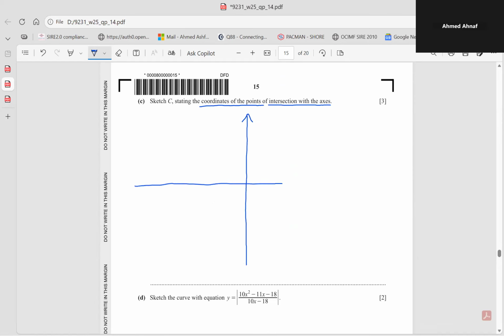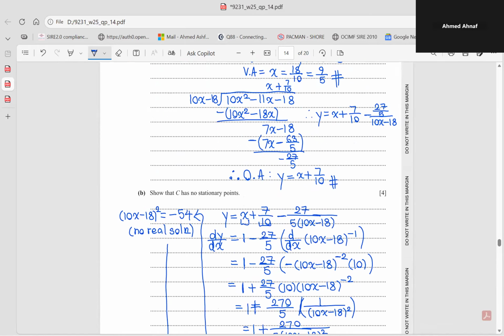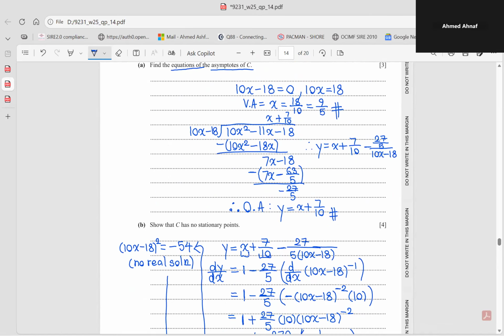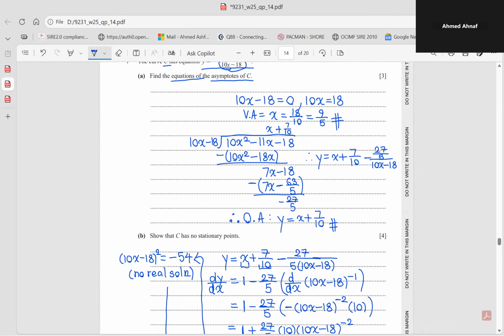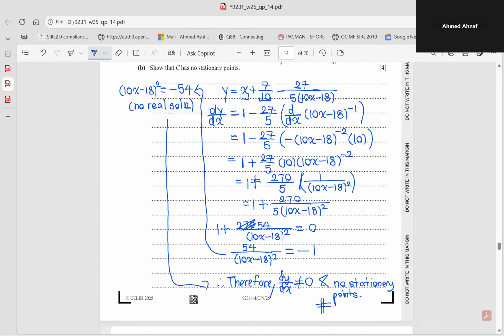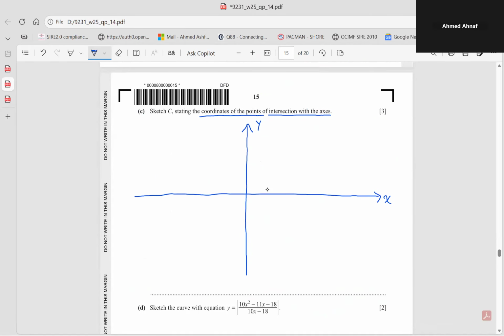sketch the axes. So the x-axis and the y-axis. Okay, so to do this, let's first sketch the vertical asymptote, which is x equals 9/5, which is x equals 1.8. So 1.8 should be around here. By the way, for this, I suggest that you guys use a ruler, but right now I don't have a ruler, so I have no choice but to use freehand, unfortunately.